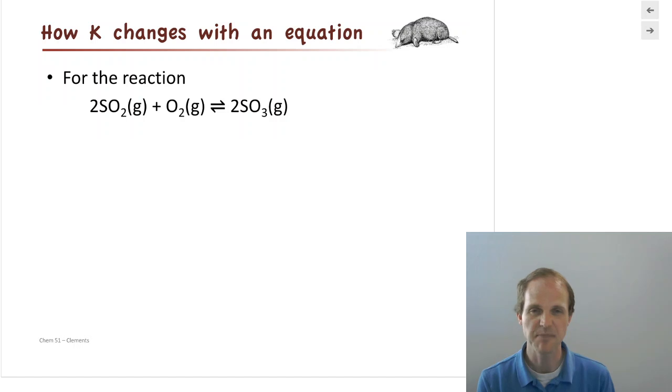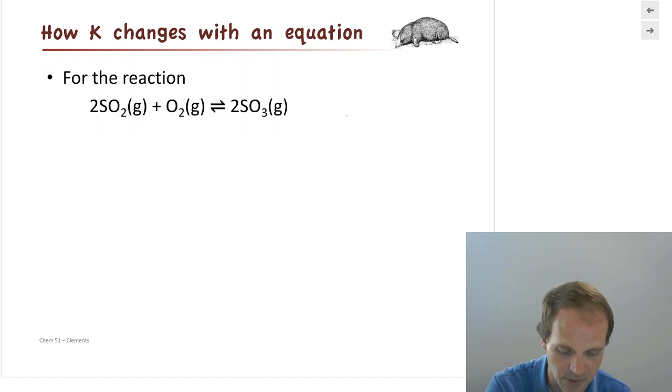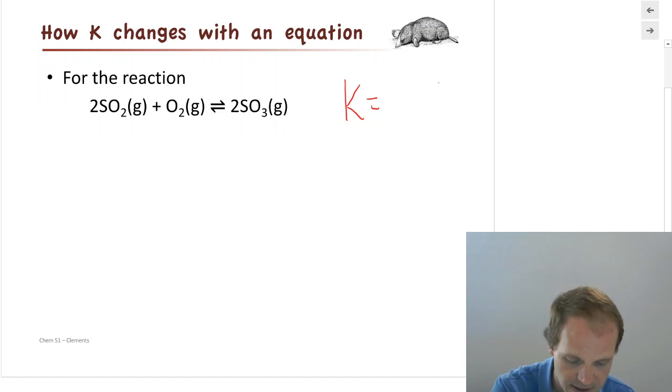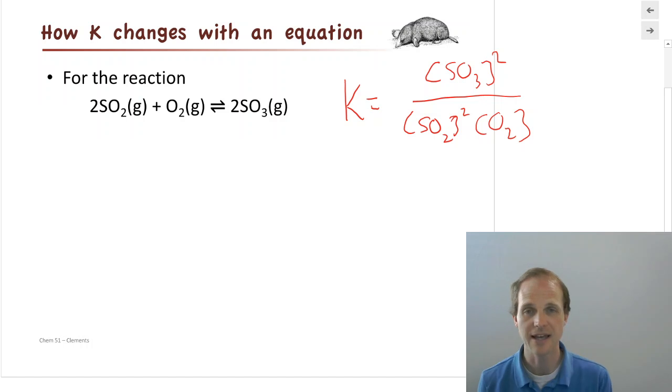So now we're just going to step back and do stuff that's a little lighter, and we're going to talk about how K changes if we change an equation. So we've got this reaction, 2SO2 plus O2 goes to 2SO3, and we can write our K expression for that. Kc is going to be the concentration of SO3 squared over the concentration of SO2 squared times the concentration of O2. That's our K expression. We can calculate it. It's constant. That's the lovely thing about it.